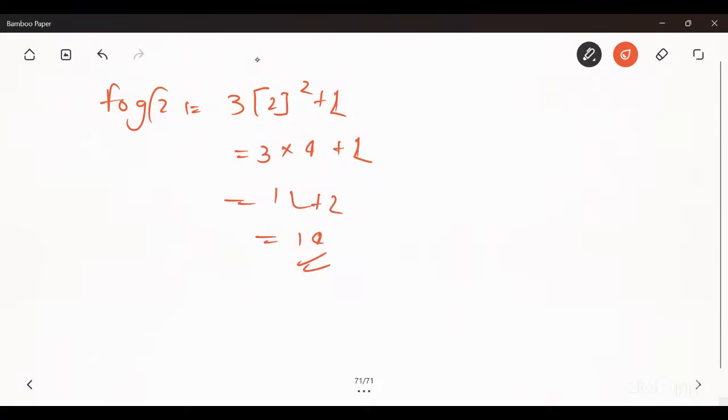Okay. So those are some important questions of your function chapter. Now, if any question is left, I will come with the next part of the function.